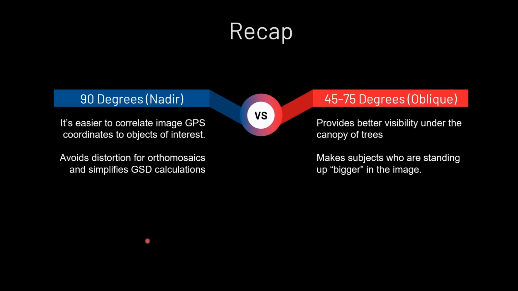All right, so to recap, we had our 4 claims here. First one for wide nadir is better, is it's easier to correlate image GPS coordinates to objects of interest. I'm going to give that half credit. Yes, technically it is easier because, again, the GPS coordinates align to the center of the image, but the math to figure out where something is in an oblique image isn't all that complicated, and shouldn't really be a deal breaker for why you need to use nadir images for what we're doing.